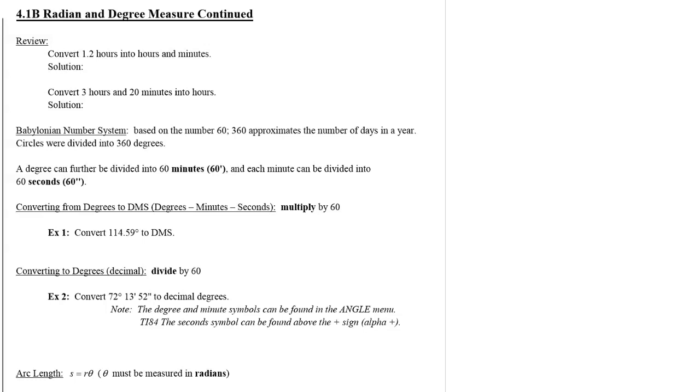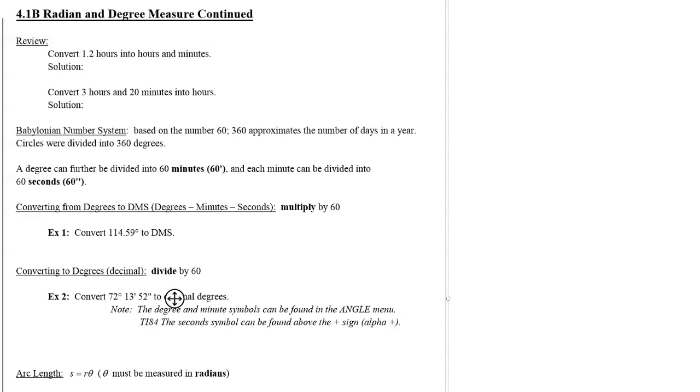So this is 4.1b, radian and degree measure continued. We're going to look at how to change decimal degrees into degrees, minutes, and seconds, and convert degrees, minutes, and seconds into decimal degrees. So it's just like conversion. So let's talk about how we convert decimal hours into hours and minutes.